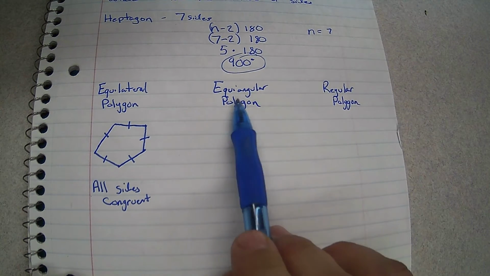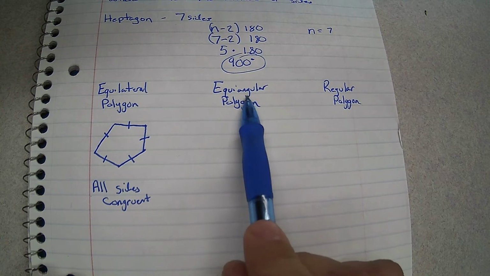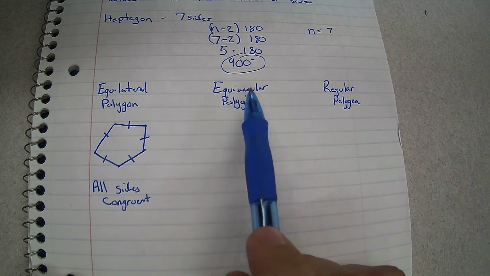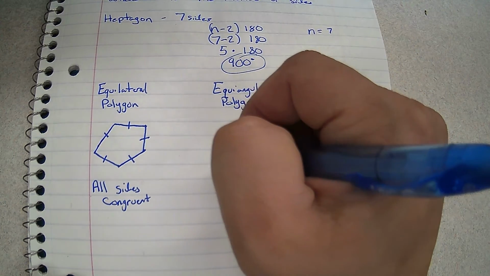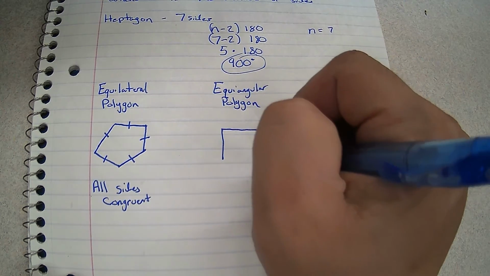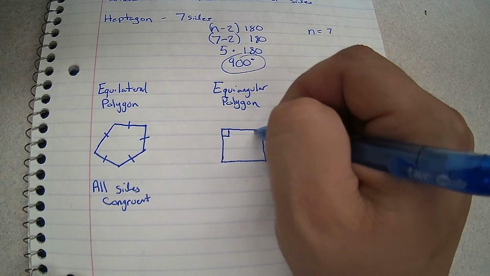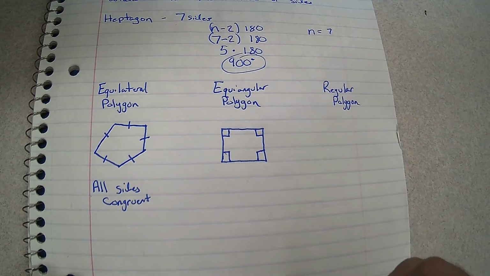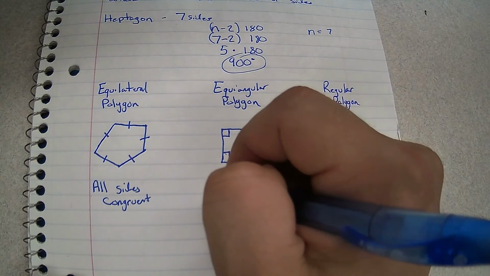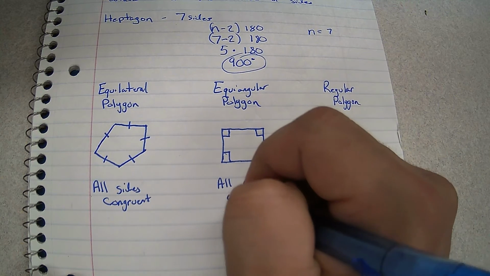Equiangular, so equal angles. So all the angles, we'll do one like this. This is an easy one to see. All the interior angles are the same. So all angles are congruent.